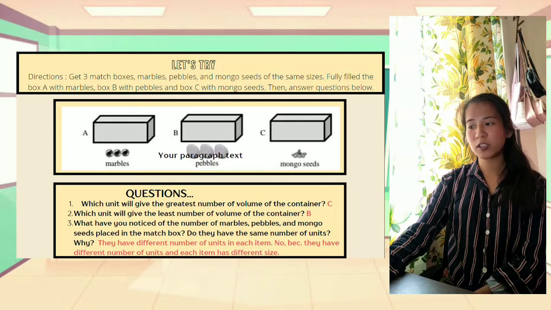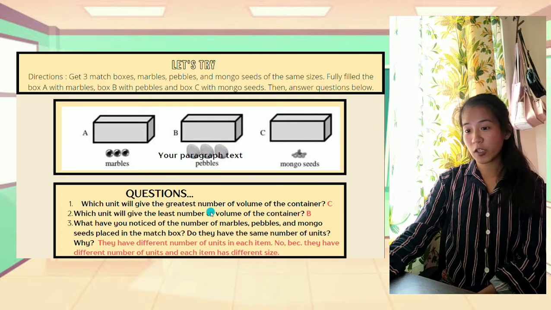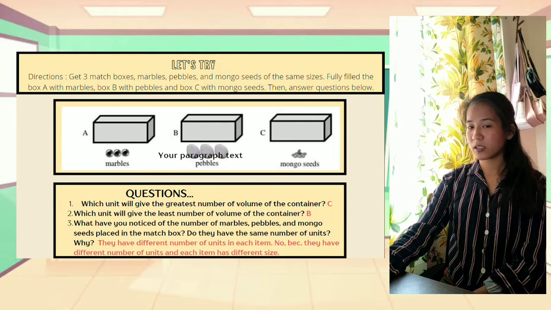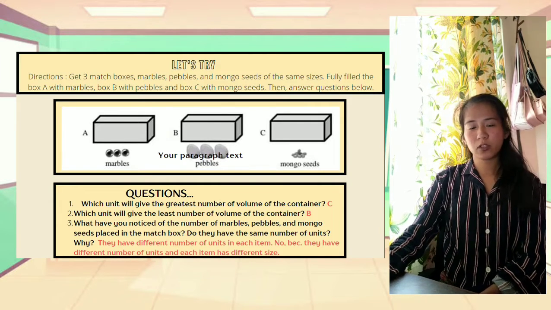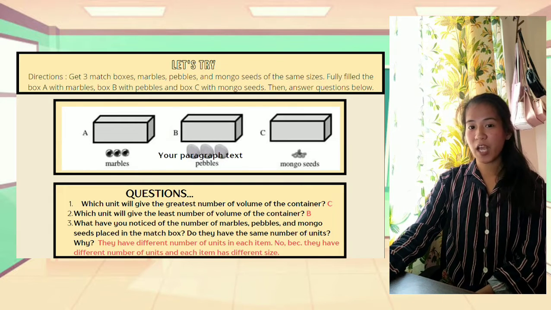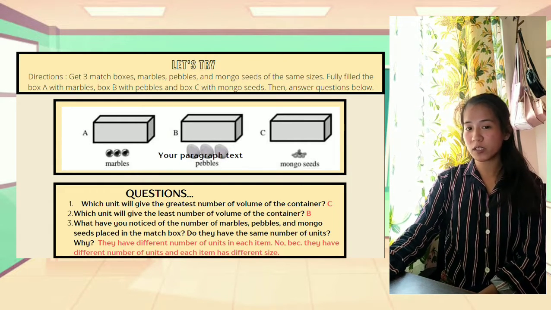It is because each item has a different size. Of course, like what I said earlier, it is not always the same size. It will not always be the same measure. It is because the sizes and the amount of the items will always depend.